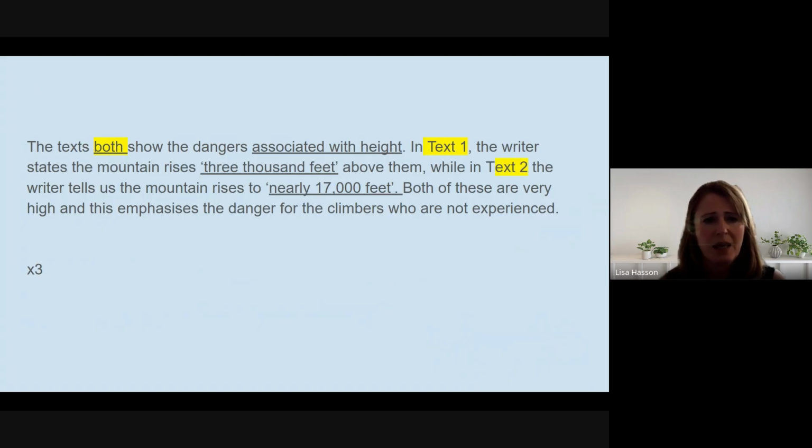An example is here. The texts both show the dangers associated with height. Text 1, the writer states the mountain rises 3,000 feet above them. Text 2, the writer tells us the mountain rises nearly 17,000 feet. Both of these are very high, and this emphasizes the danger for climbers who were not experienced. 3 paragraphs like that, with those components highlighted for you, the word "both", the quotes from text 1 and text 2, and a bit of an explanation, would be enough to get you 6 marks. And that's all you need to do to quite easily get 6 marks on this question.